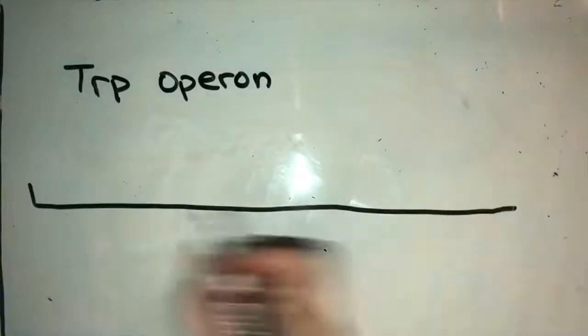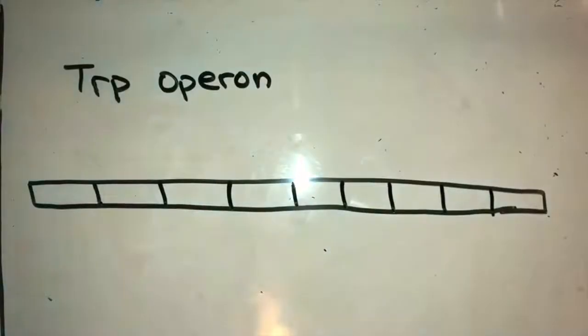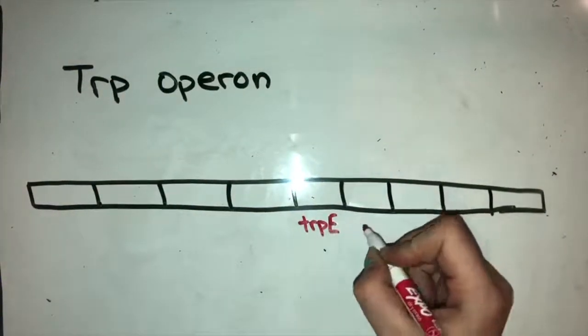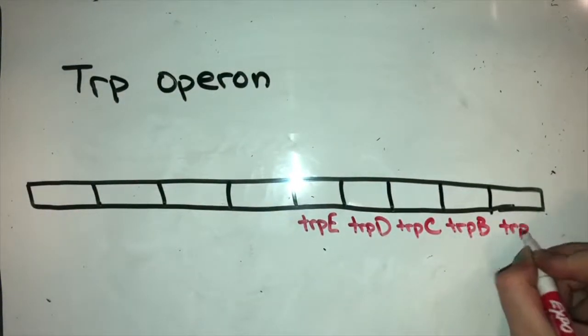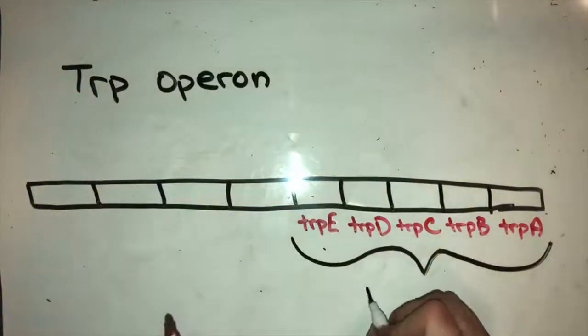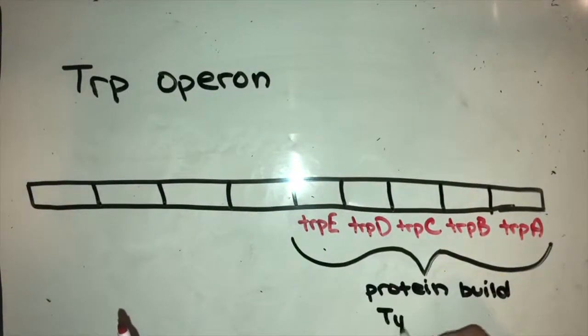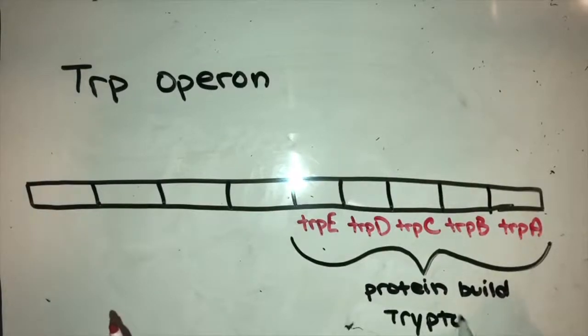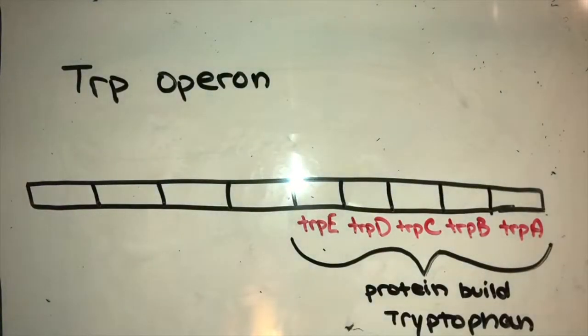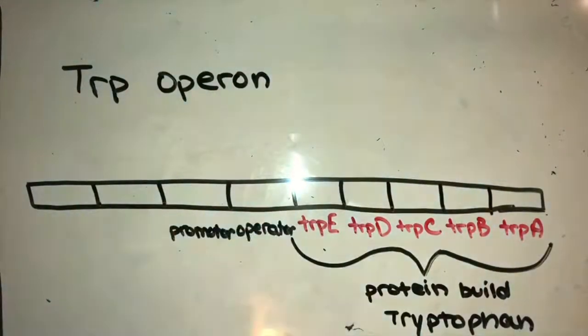Now we will talk about the trp operon. This operon consists of a promoter and an operator where the repressor will bind, such as shown in the lac operon. Downstream of the DNA are five different structural genes that code for enzymes to make tryptophan: trpE, trpD, trpC, trpB, trpA.